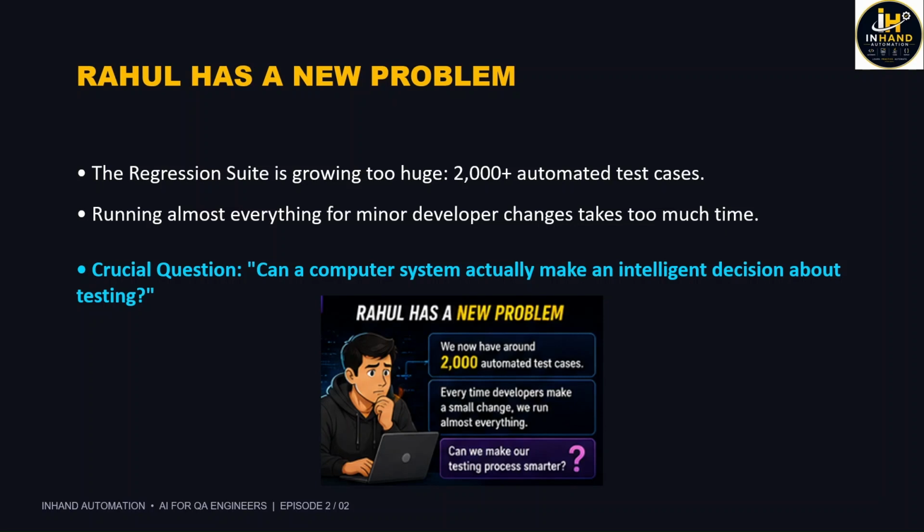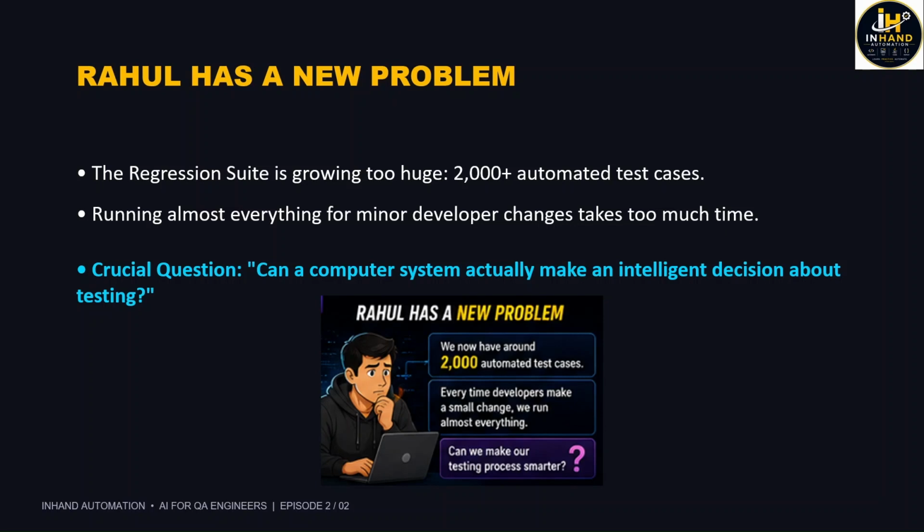Rahul asks, "What happened, sir?" His manager says, "Our regression suite is becoming huge. We now have around 2000 automated test cases. Every time a developer makes a small change, we run almost everything. It takes too much time. Can we make our testing process smarter?"